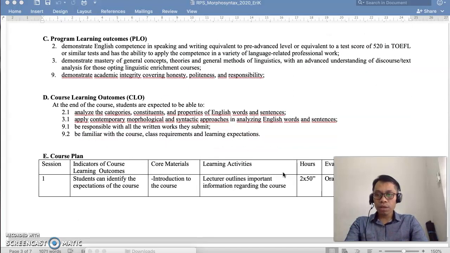Now let's move on to course learning outcomes. So what is expected of you more specifically related to the course is, by the end of the course, you are expected to be able to, one, analyze the categories, constituents, and properties of English words and sentences, apply contemporary morphological and syntactic approaches in analyzing English words and sentences, and then be responsible with all the written works that you submit, and lastly, you are to be familiar with the course, class requirements, and learning expectations.